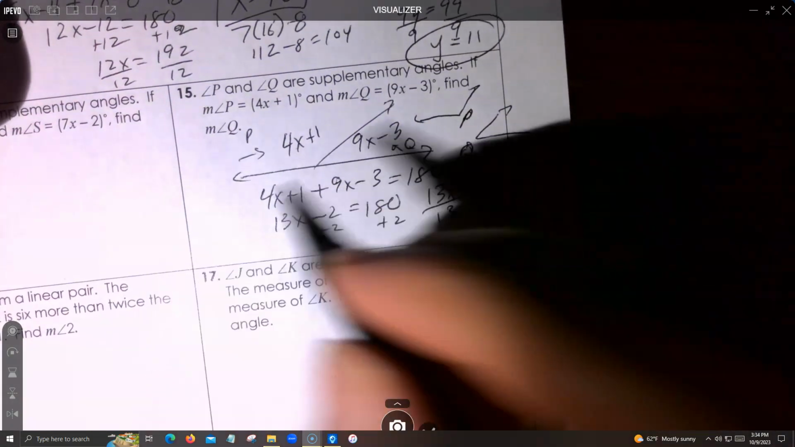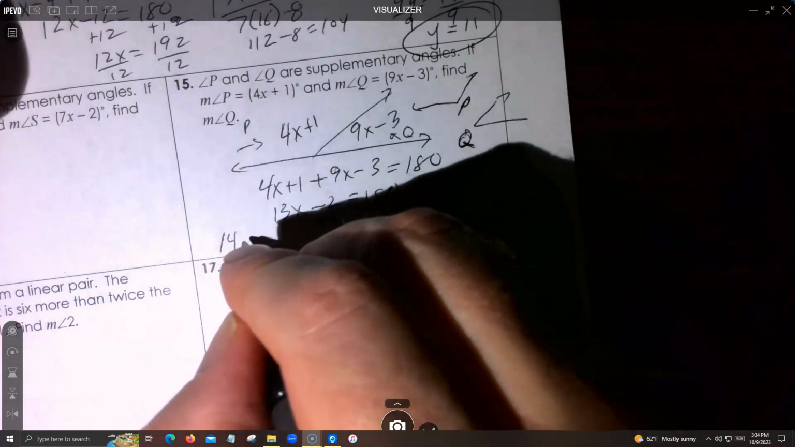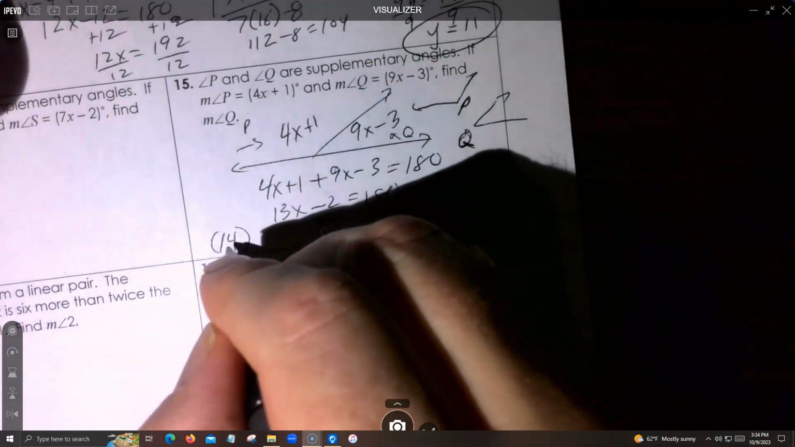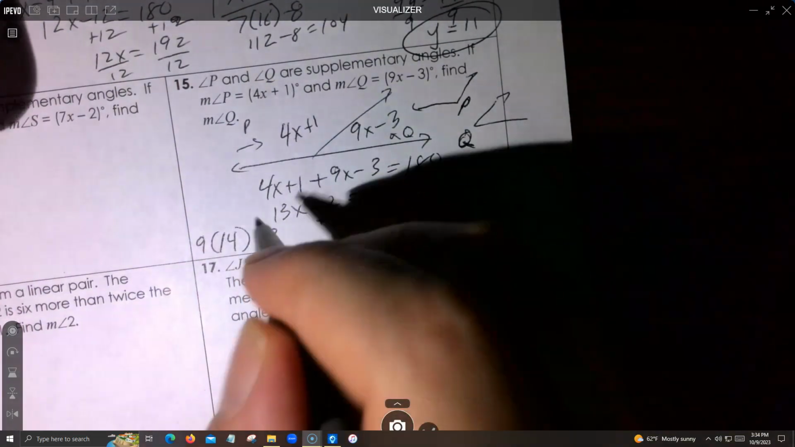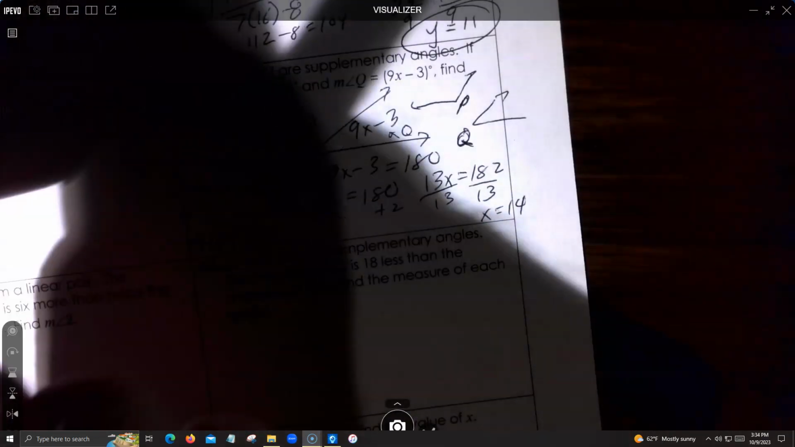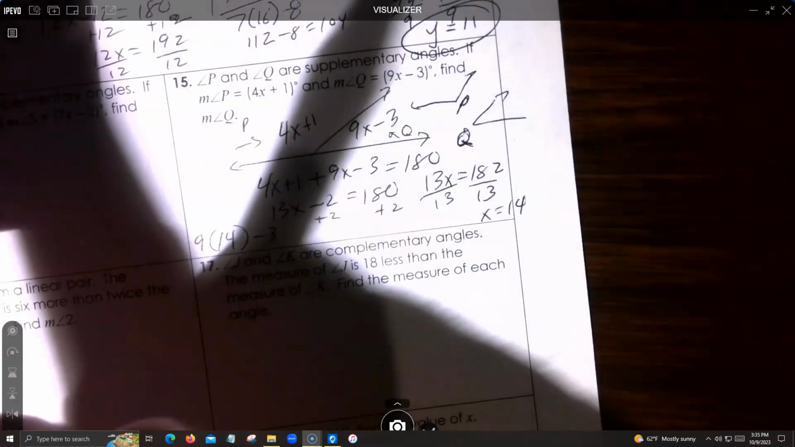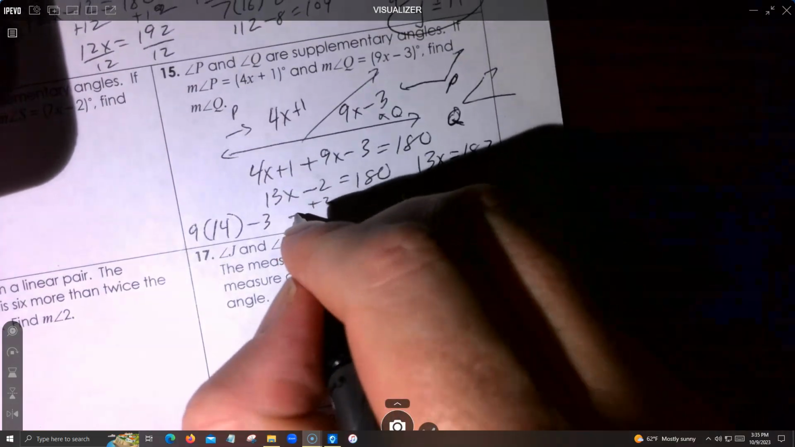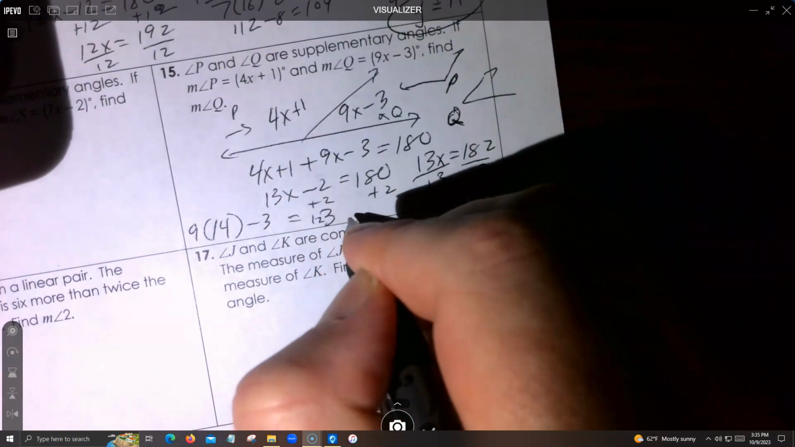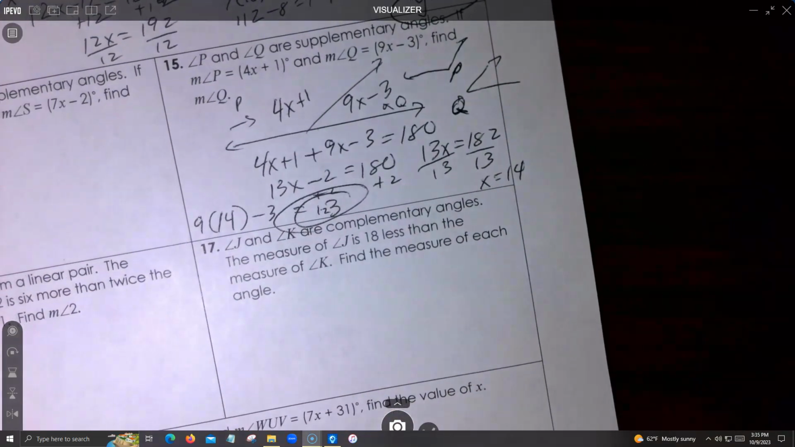So 14, I don't have any space here, but 14 times the 9 minus 3. So let's use my calculator here. 9 times 14 minus 3 looks like 123. So 123 is my answer for that one.